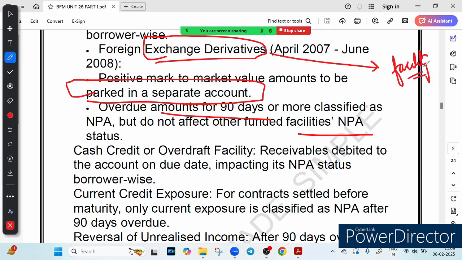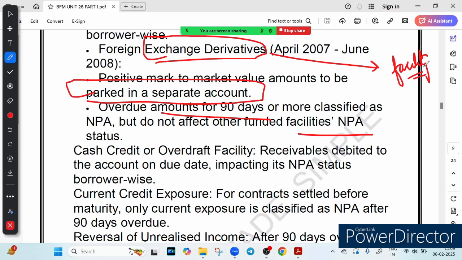And for forward contracts and swaps, this is borrower wise. So, if this particular derivative becomes NPA, it does not mean that all the loans taken by the borrower will become NPA, right? So, remember the overdue amount. It's like separating your personal finance from your business finance. The overdue amount in a foreign exchange contract gets marked as NPA, but other facilities for the borrower are not automatically impacted unless they are also overdue.